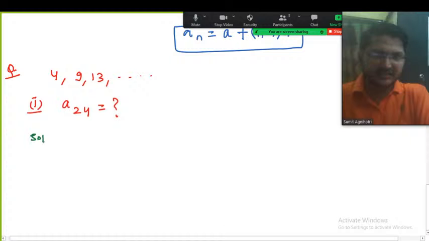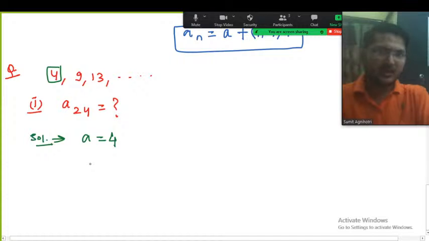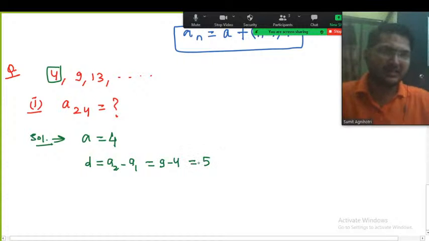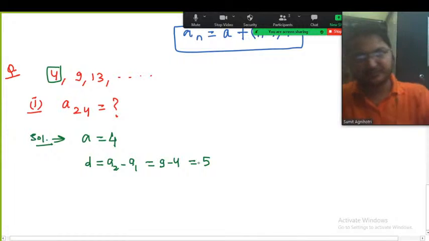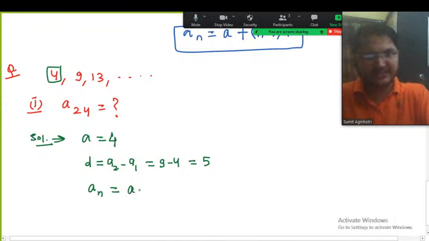In order to solve such a question, first you need to understand what your first term is. You write A for the first term, and here 4 is your first term. And if you want D, you need to subtract any term from the previous one. That means you can subtract 4 from 9 and you will get 5 as your common difference here. And if you want to find the 24th term, you should be okay with the nth term first, and that is A plus (n minus 1) into D.